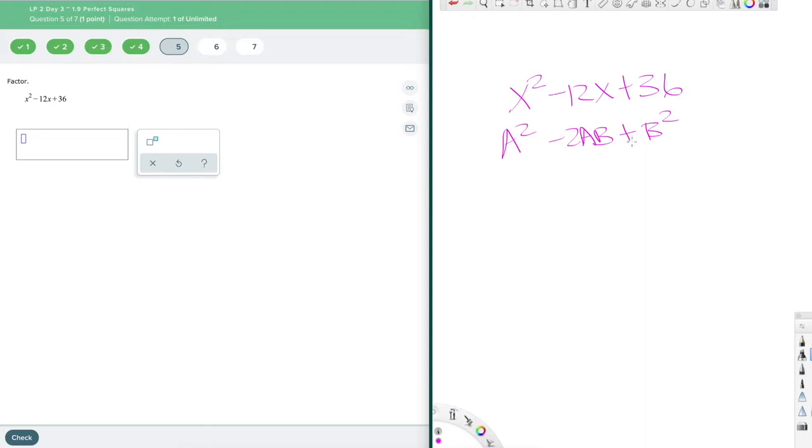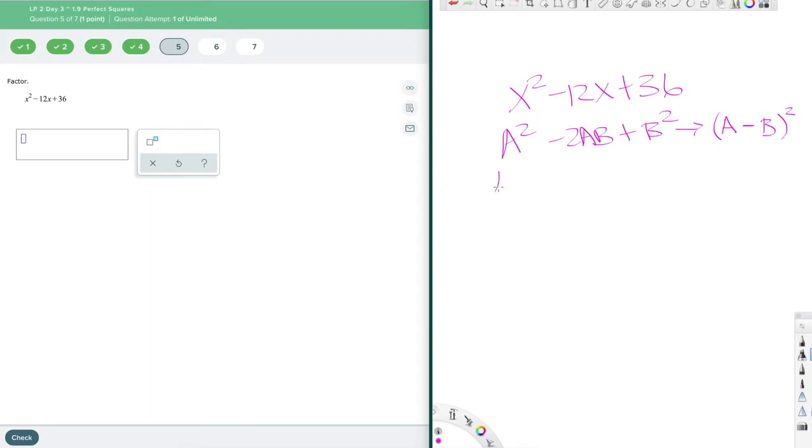If we can see this pattern, it very quickly factors into a binomial, and we just take the first term and the last term, and then because it's subtraction, we subtract. And we make sure we put a square there. So it very quickly factors if we have this pattern.